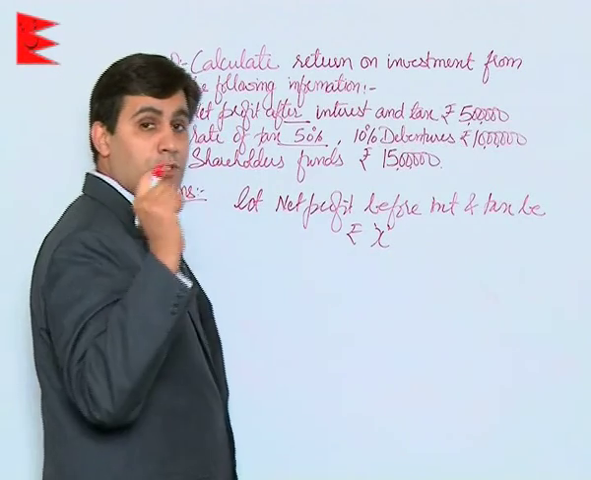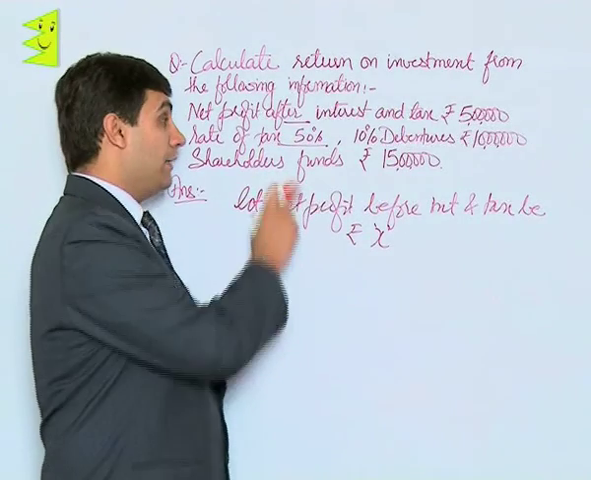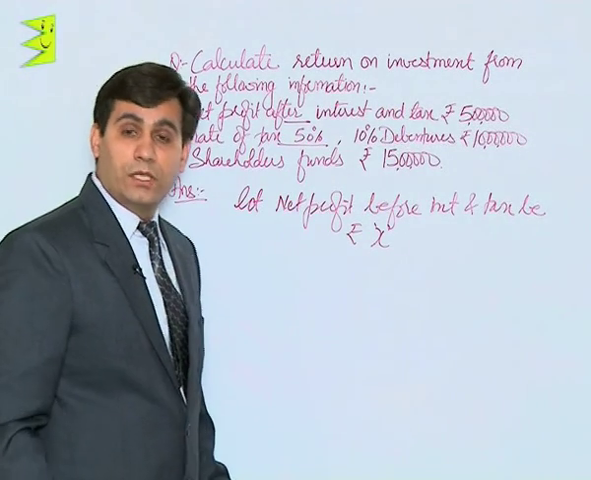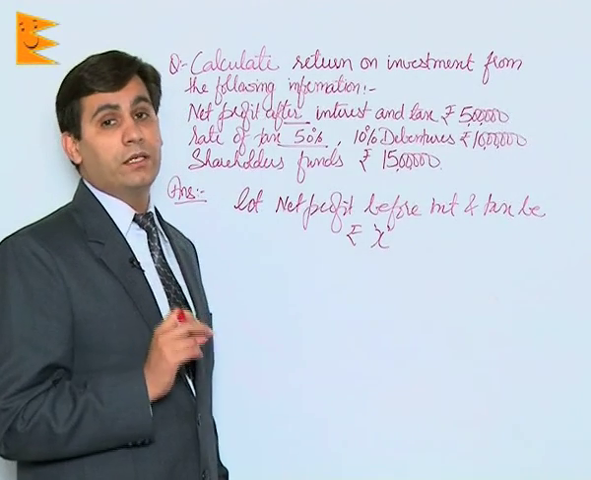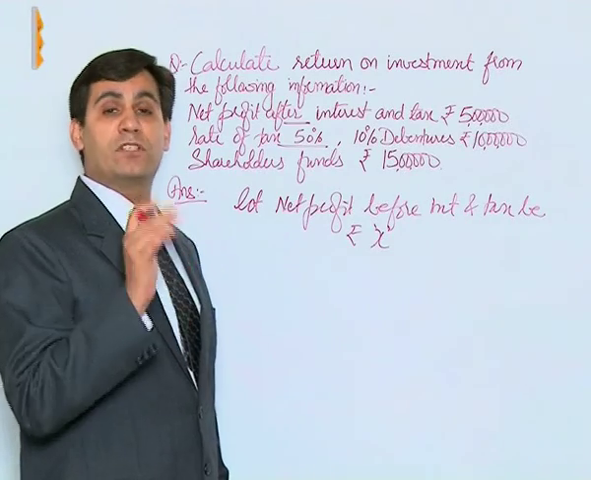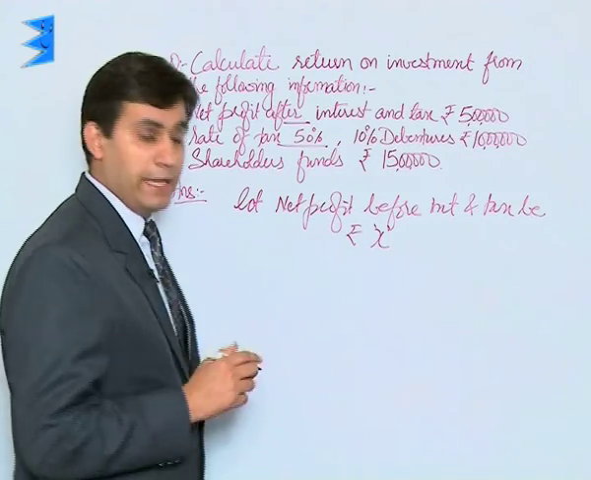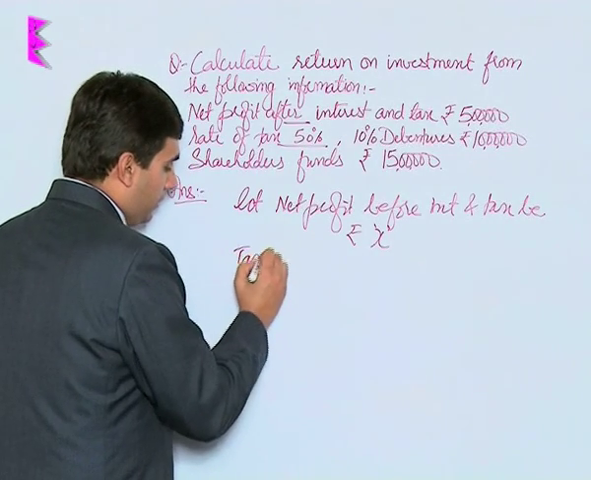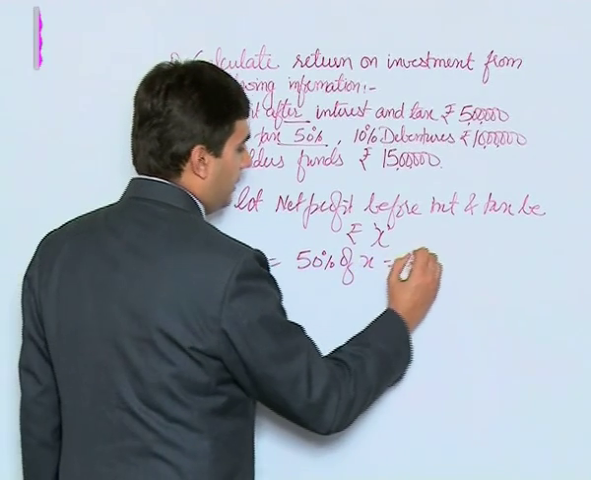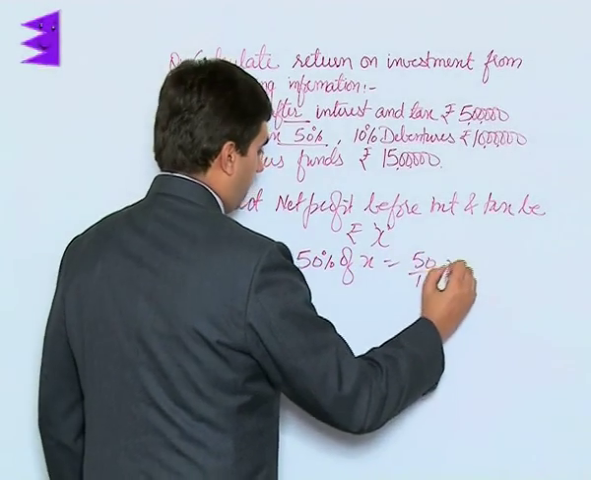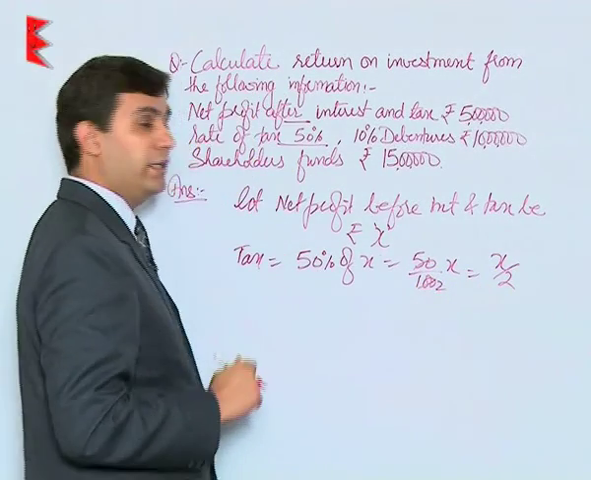Why so? Because students, in this case, it is after tax that is given to you and the tax has been expressed as a percentage. This 50% would surely be calculated on net profit before tax, which is not given here. So we will take it to be X, net profit before tax be X. Then tax would be equal to 50% of X, that is 50 upon 100 X, and the value comes to X by 2.